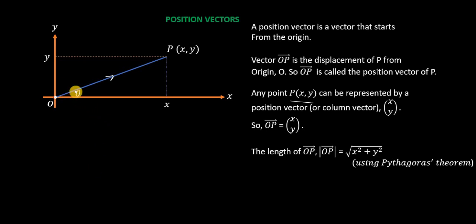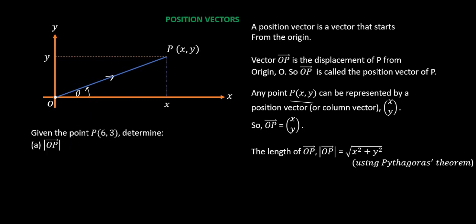Now the vector OP makes an angle with the x-axis. We know that when two straight lines meet at a point, an angle is formed, and the angle formed between the vector OP and the x-axis we label as theta, the Greek letter representing the angle formed between those two lines.